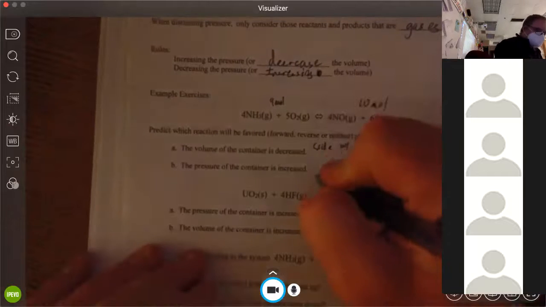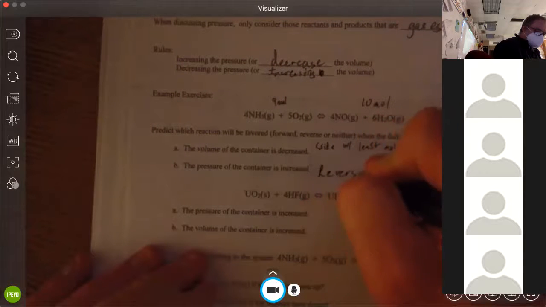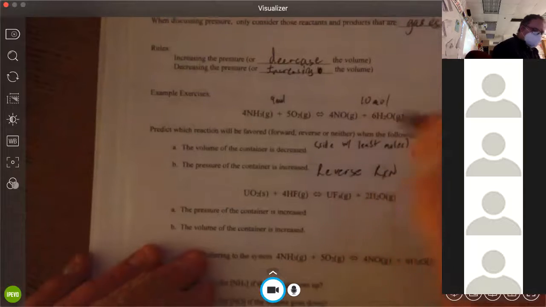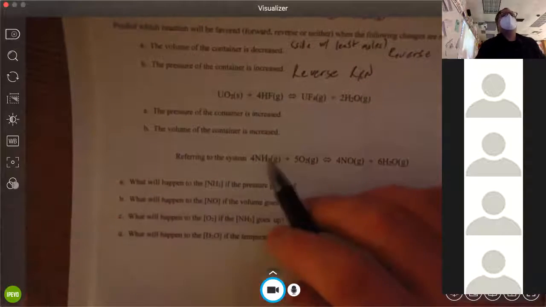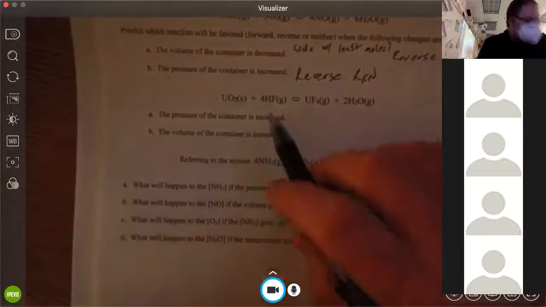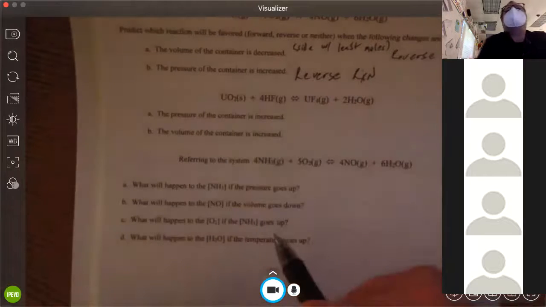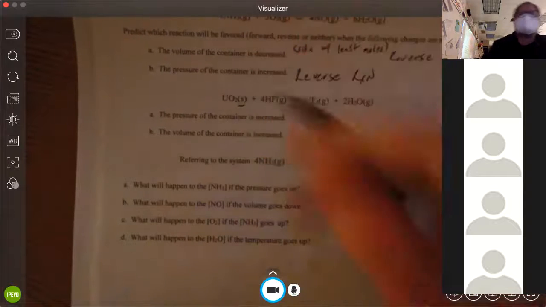Same thing, right? Reverse reaction. The pressure of the container is increased. Well, what is the trick in this one? Louder? Close. You fell for the trick, though. Yeah. There's a solid.